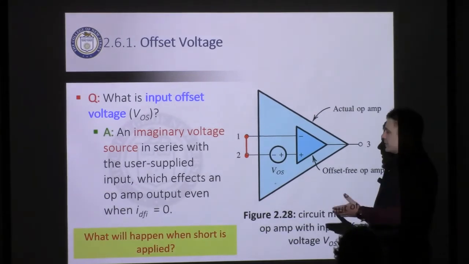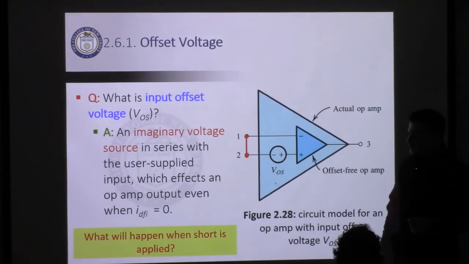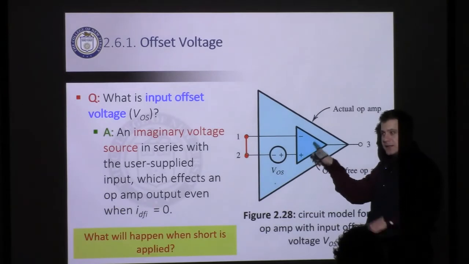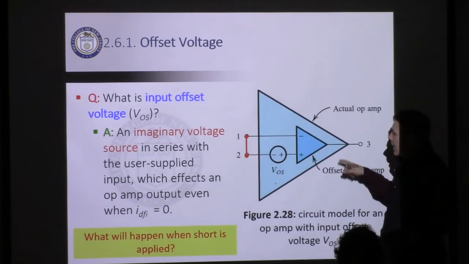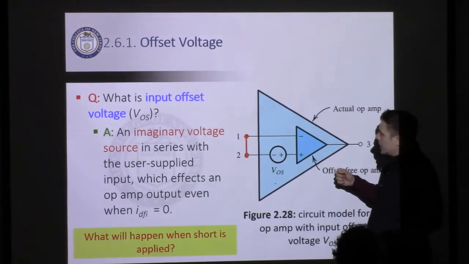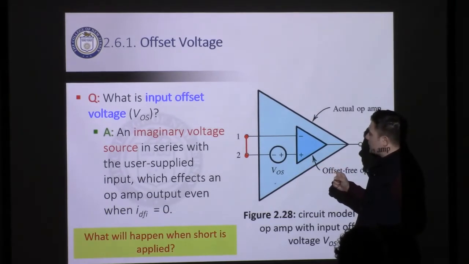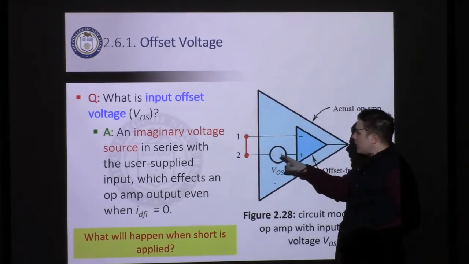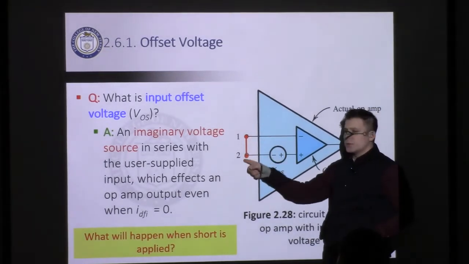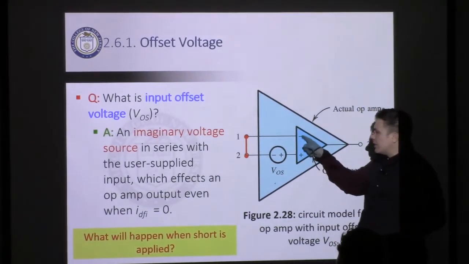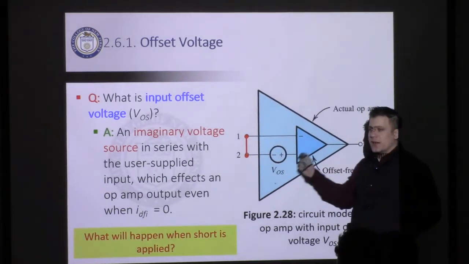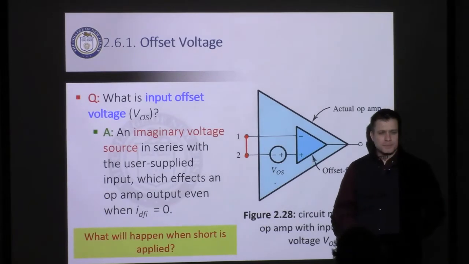Even when we short the terminals together, we'll still get a small output. One way of imagining this is as shown in this picture here. Imagine that you have an ideal op-amp, the small blue triangle, inside of a larger non-ideal amplifier. How would we represent offset voltage? We would represent it as a source between the non-inverting terminal that you see and the actual non-inverting terminal. So when you short these two together, the actual input being supplied to the amp is this value VOS, which means you still have an output present.